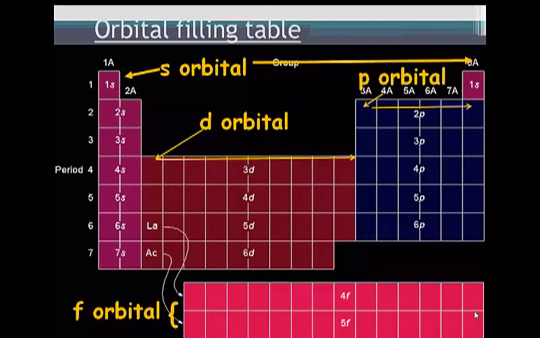As I move from left to right on the periodic table in a single period, for example, period 4, if you move from left to right in the d section, you will find that there are 10 squares for 10 electrons. If you move to the f orbitals at the bottom, as you move from left to right and you count the squares, you will find that there are, that's right, 14 electrons.